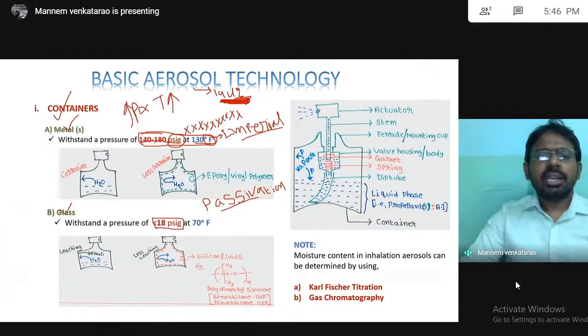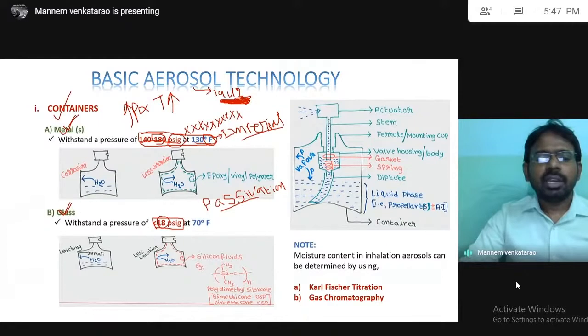Just 10% of the pressure is withstood by glass compared to metal, because it is 180 versus just 18. This is just 10% of the pressure withstood by metal. That's why it is not used for inhalation purposes.